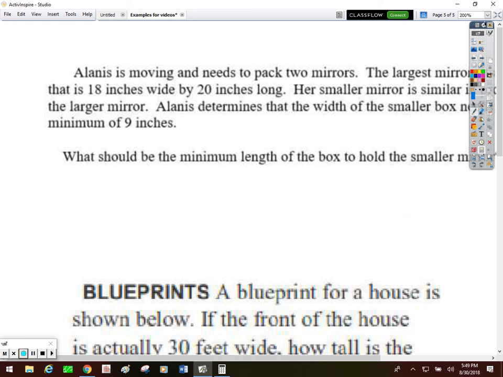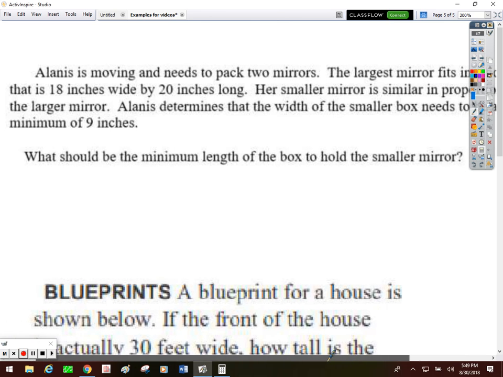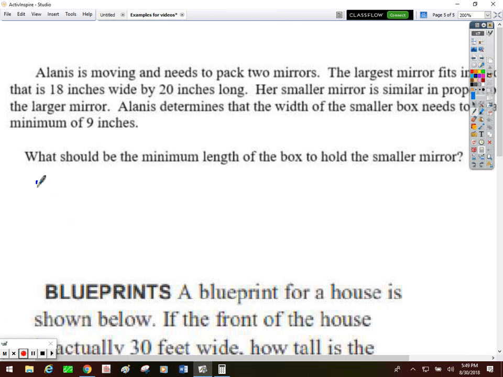All right, we have Alanis, who is moving, and she needs to pack 2 mirrors. We know the larger mirror fits in a box that is 18 inches wide, 20 inches long. So let's draw this big box. I know it's not straight, so I apologize. This is going to be my width, and this is length. The big box is 18 inches wide, 20 inches long.